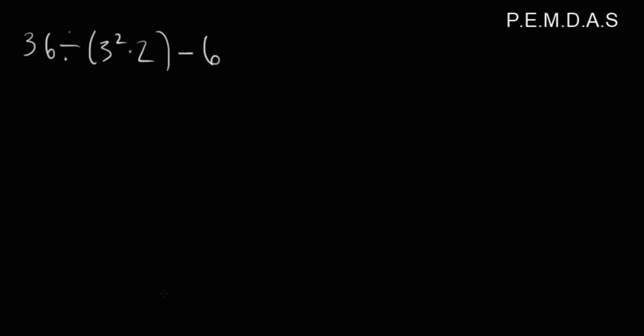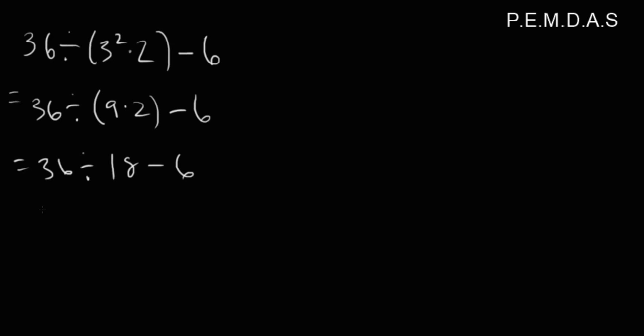Feel free to pause the video. Okay, I have 36 divided by, I'm going to do parentheses first, 3 squared, which is 3 times 3, 9, times 2, minus 6. Still working in the parentheses, 9 times 2, 18, minus 6. Division first. Kind of want to rope that off with parentheses for organization. 36 divided by 18, 2, minus 6, negative 4.